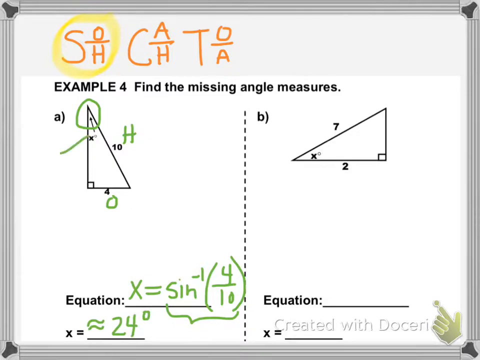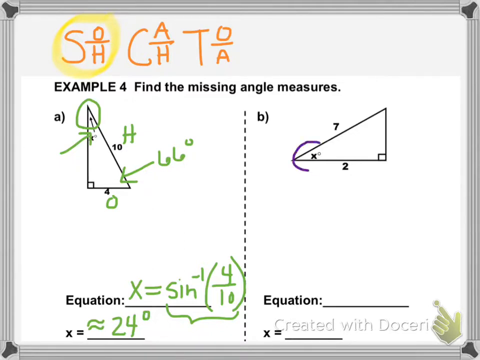So if I know that this angle measures about 24 degrees, I can subtract that from 90 to get this angle measure, which would be, what is that, 66 degrees. Right? So if I can find one angle, then I also know the other one. All right, let's try another example.